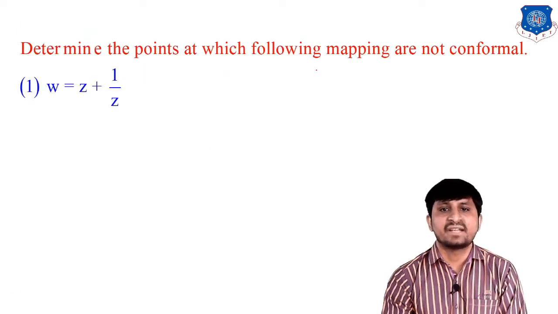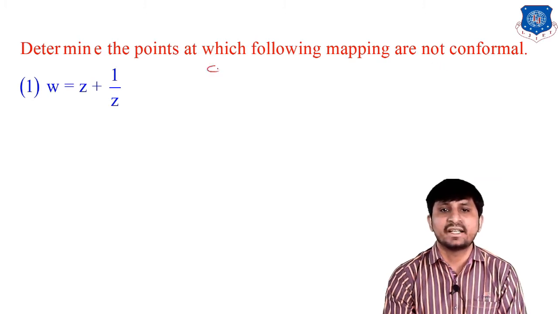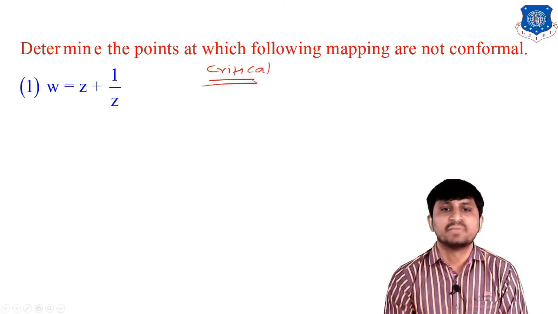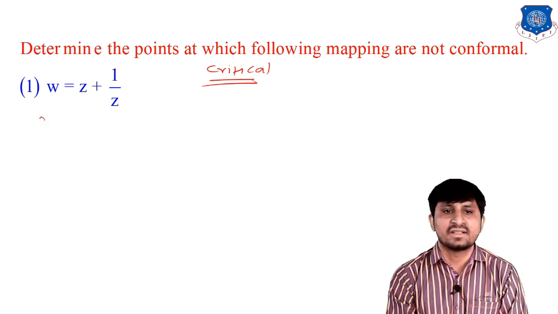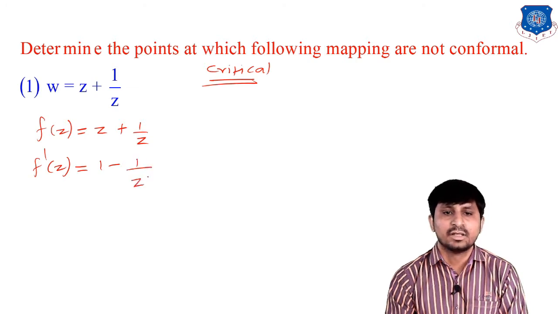Determine the points at which the following mapping is not conformal. That means we want to find critical points. Don't forget, we want to find critical points, right? So what is my w? w is equal to z plus 1 upon z. So this is exactly f of z, that is z plus 1 upon z. And what is my f dash z? f dash z is equal to 1 minus 1 upon z square.